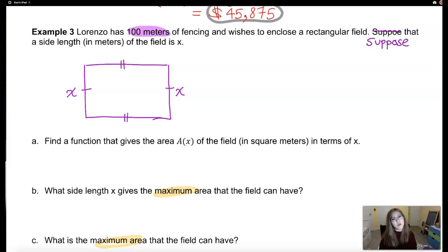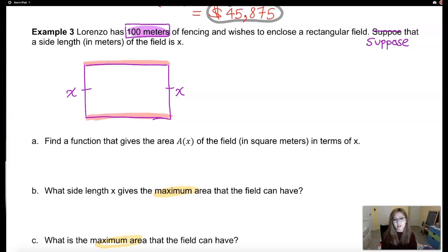So, is there any way for us to write the top and bottom in terms of x? And the clue that we know is that Lorenzo has 100 meters. What can we do? Let me try something with you, okay? I want to find out this side. Let me go ahead and highlight it. I want to find this side that I'm highlighting in red. This side is going to be the same as the bottom right here, right? We just don't know what they are.